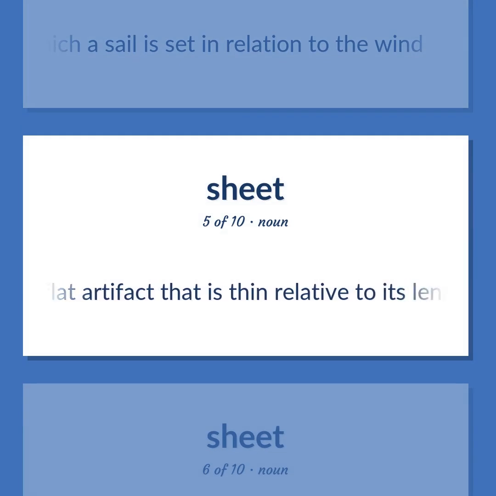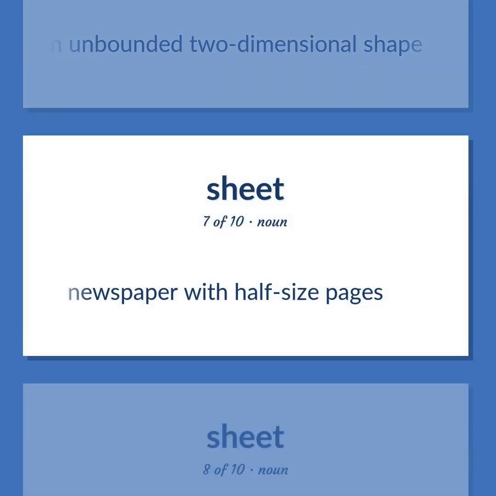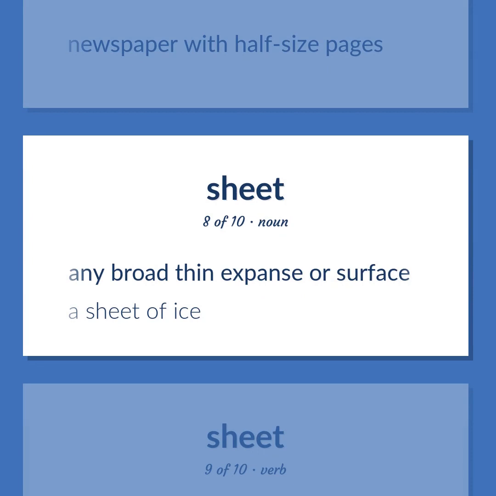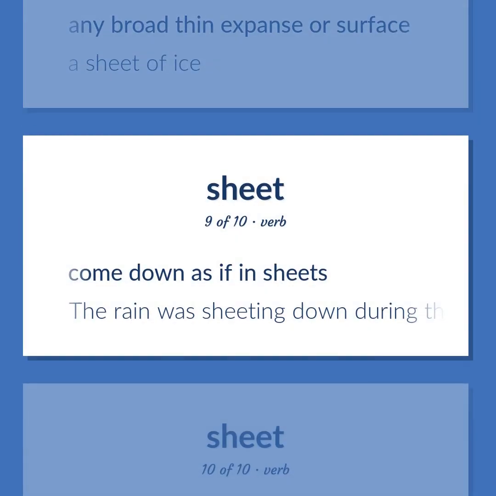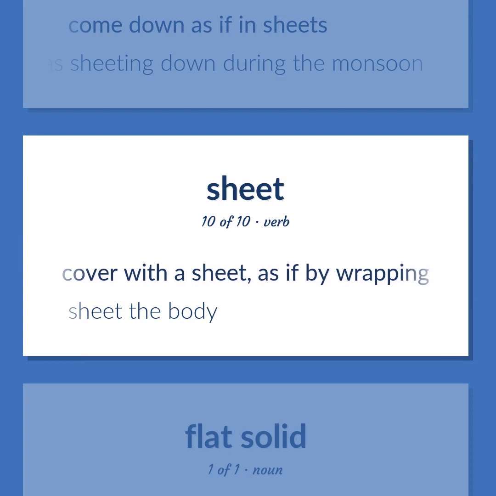A flat artifact that is thin relative to its length and width. Mathematics. An unbounded two-dimensional shape. Newspaper with half-size pages. Any broad thin expanse or surface. A sheet of ice. Come down as if in sheets. The rain was sheeting down during the monsoon. Cover with a sheet, as if by wrapping. Sheet the body.